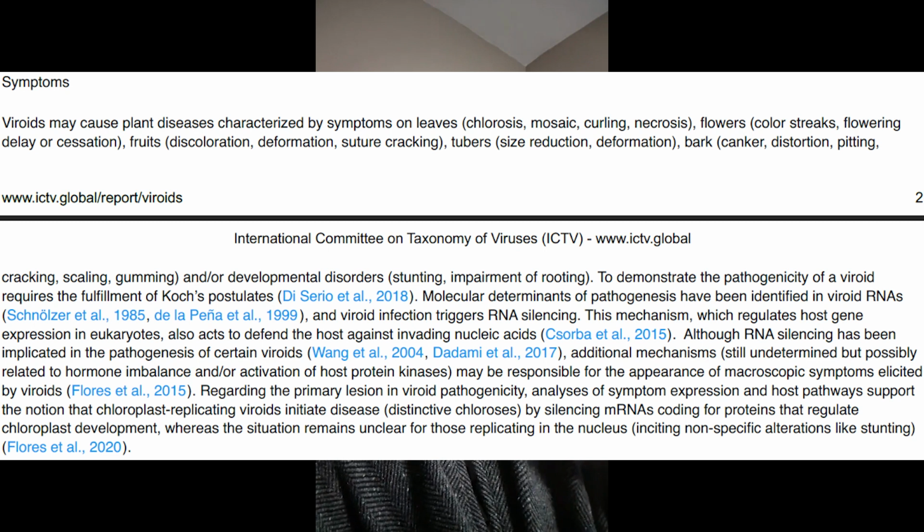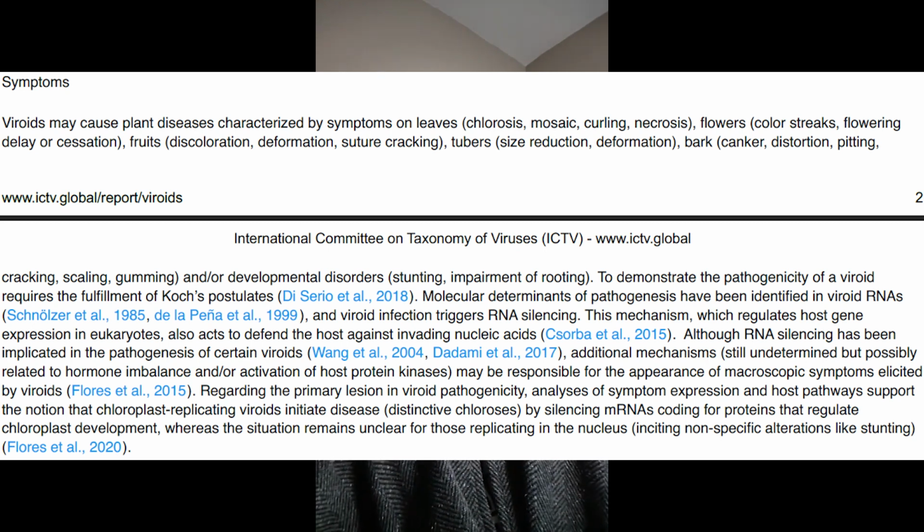Tubers, so size reduction and deformation, like with the potato spindle, and on the bark, cankers, distortion of the bark, pitting, cracking, scaling, and gumming, and/or developmental disorders like stunting and impairment of rooting. They also talk about the demonstration of pathogenicity here, using it for the fulfillment of Koch's postulates, right? I'm going to pass over this diagram or description, since I already went over that.